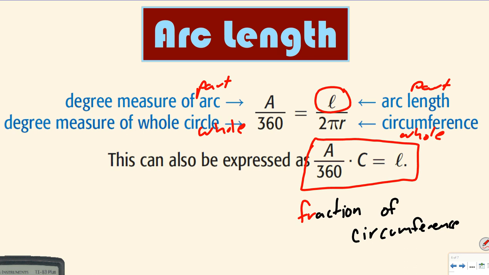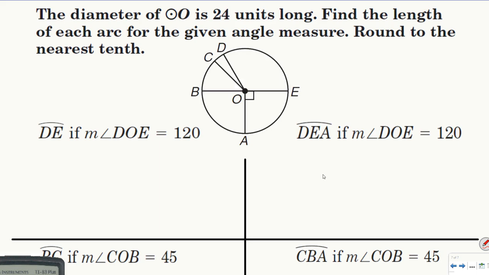And so when we talk about arc length versus arc measure, the very first thing that you have to be careful of is the directions. The number one thing that people get wrong is not being careful about finding the measure versus finding the length. The length is the actual distance measured in units. So here the circle has a diameter of 24. If the diameter is 24, that means that our circumference is 24 pi. Remember, circumference is pi times the diameter, so 24 times pi.